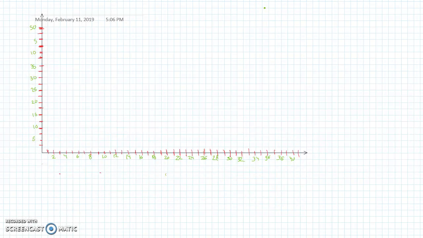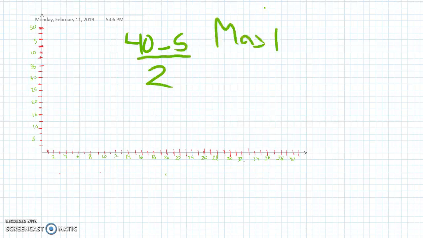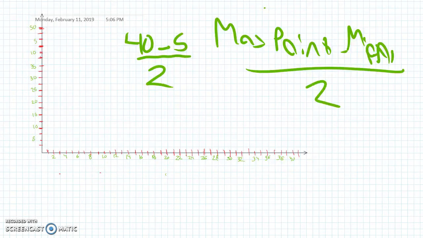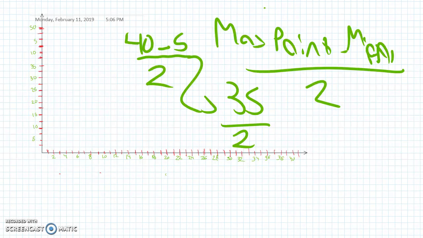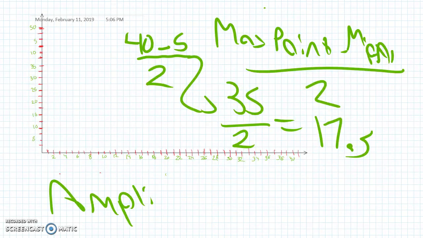To finish the graph, we start by finding the amplitude. To find the amplitude, we simply do the max point minus the minimum point and divide it by 2. This is the formula. So we subtract 5 from 40 and we get 35. We now do 35 divided by 2 and get a total amplitude of 17.5. Our amplitude would be 17.5.